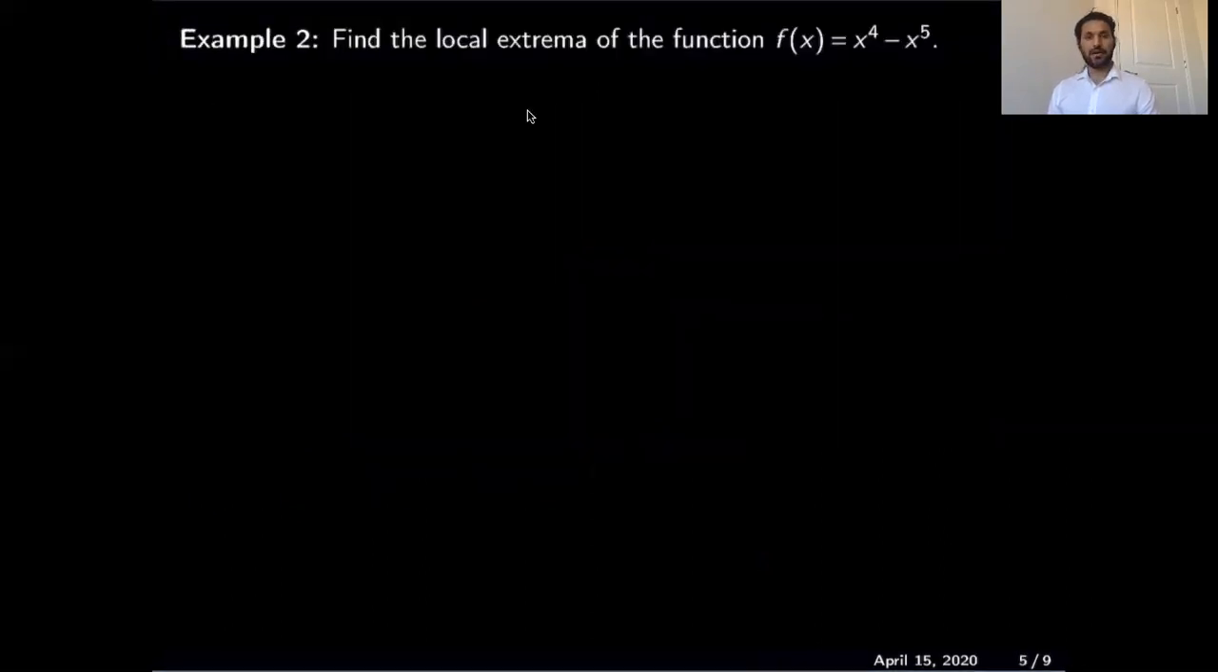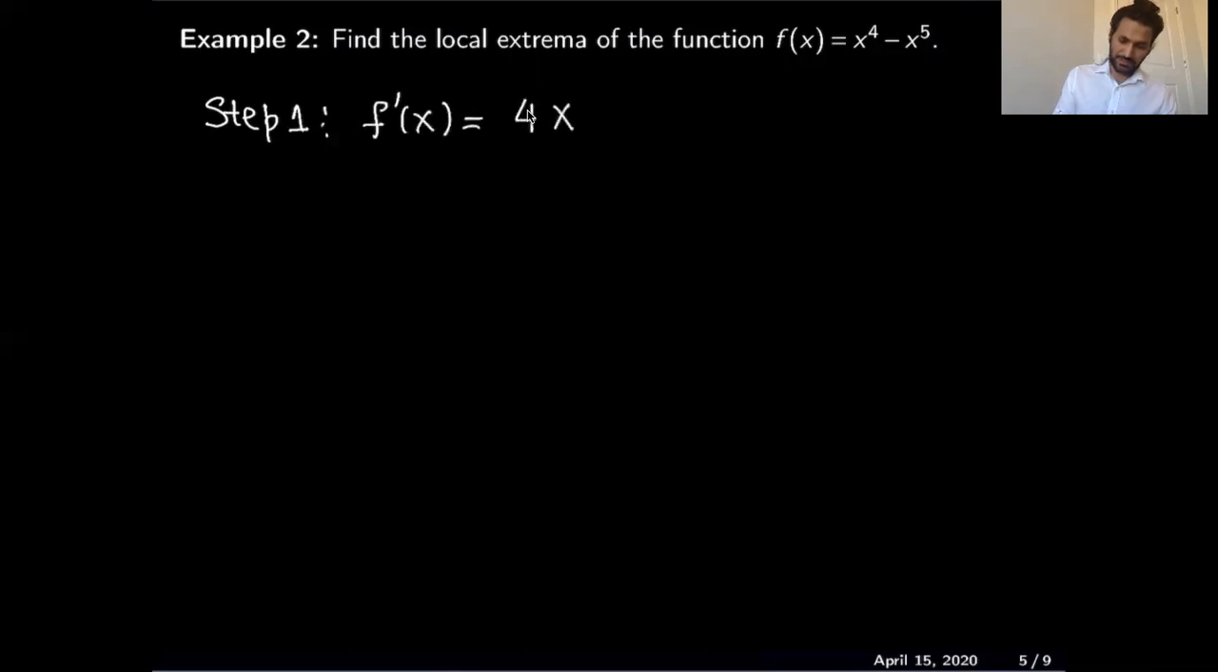And this is my next example, example number 2, where our function is x to the power 4 minus 5x. So again, I will do this problem in 3 steps. In step number 1, we will calculate the derivative of the function. So f prime of x. Since it is a polynomial function, I will use the power rule to calculate the derivative of this function.